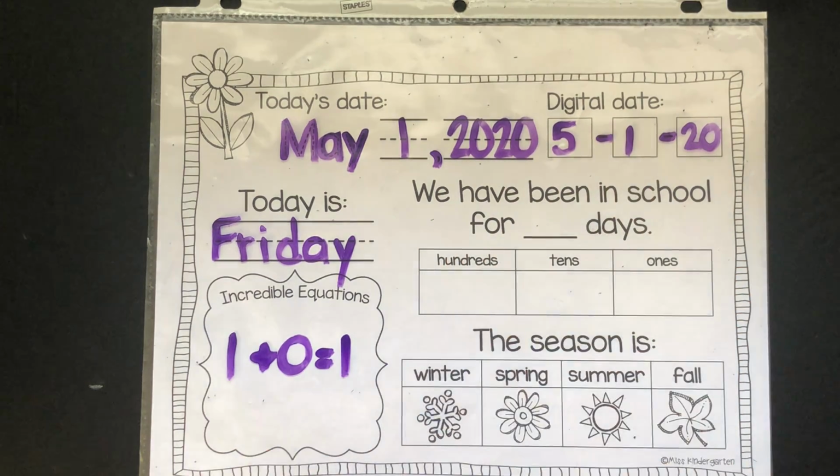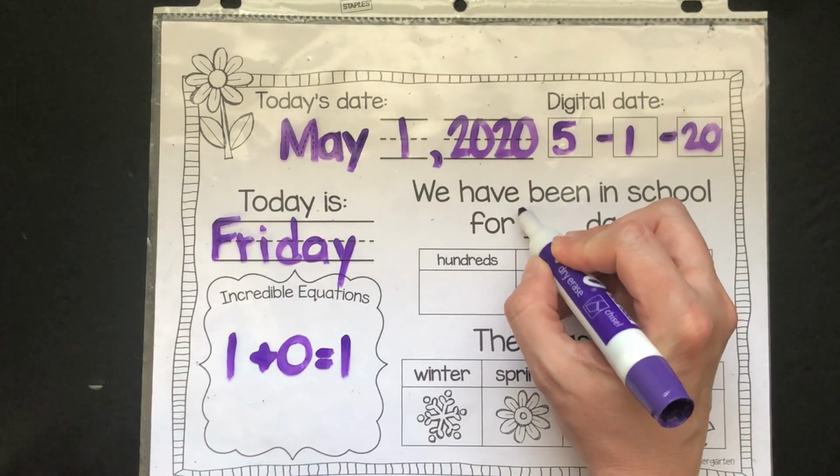We have been in school for, well, yesterday you were in school for 152 days. So we're gonna go one higher than that. What number comes after 152? Yeah, we keep counting.